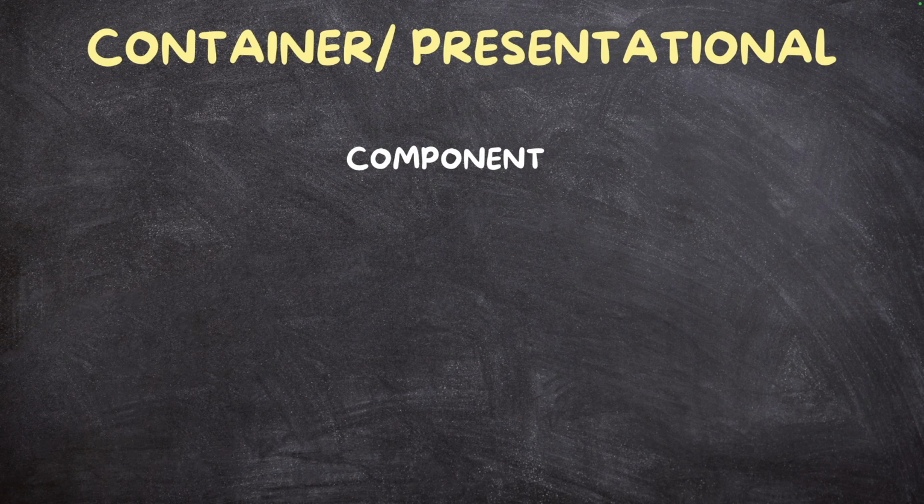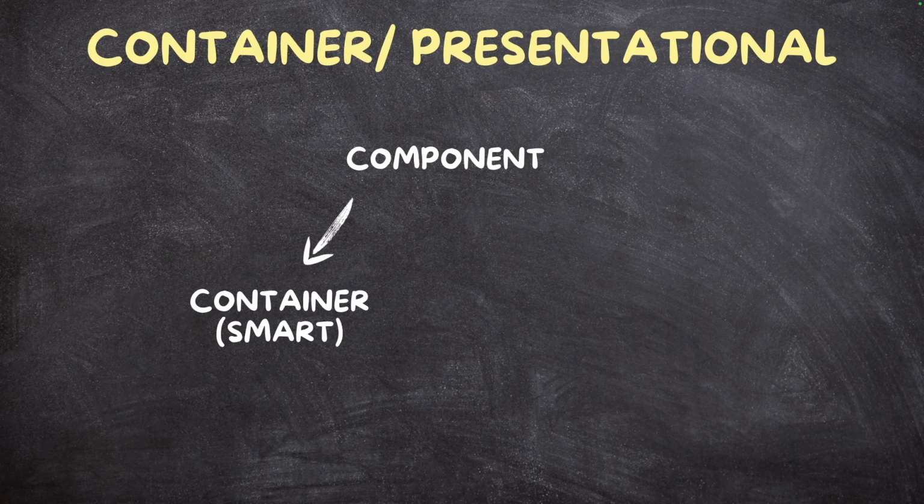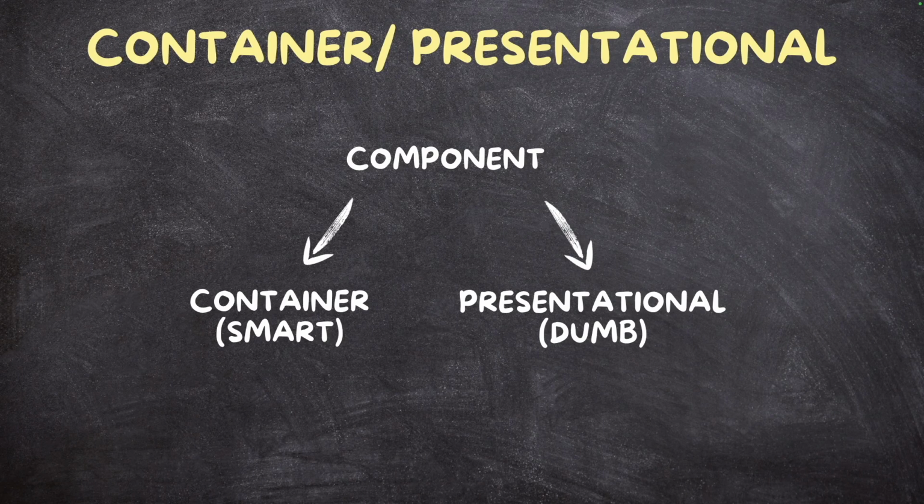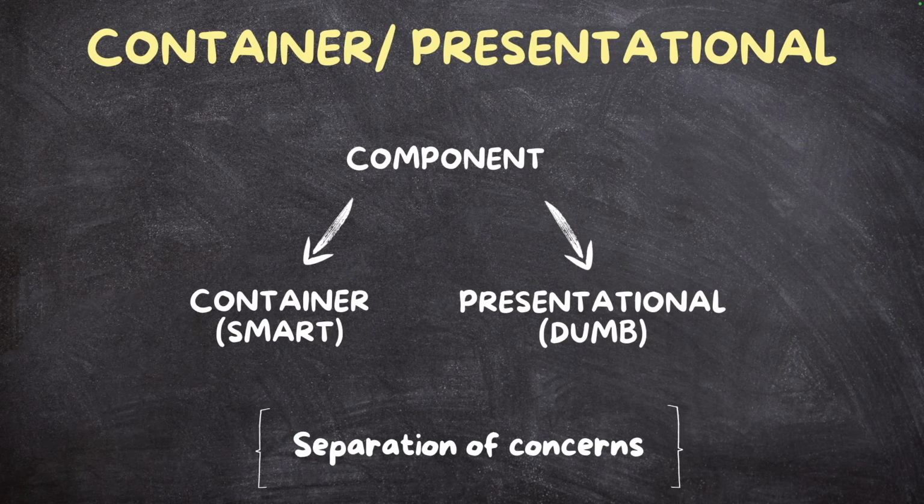So we have this container presentational pattern where we have a single component. Now you divide this single component into two different components. The first will be a container component, which is also known as a smart component. And the second is the presentational component, which we also call a dumb component. The reason behind segregating them into two is the separation of concern. We need to maintain this separation of concern.